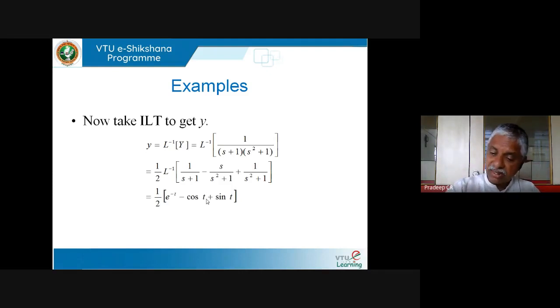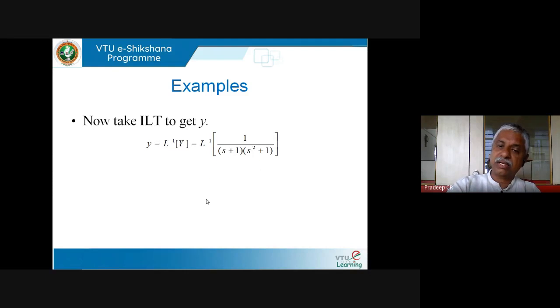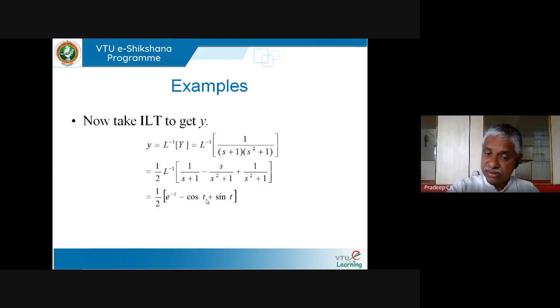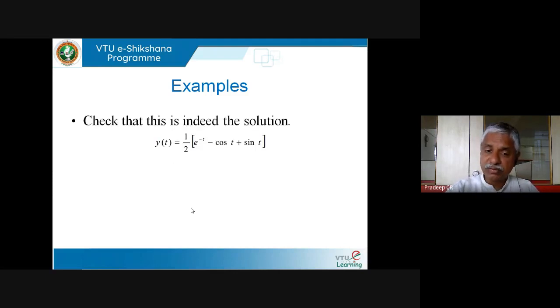So this does indeed satisfy one of the conditions given. Does it satisfy the other condition? What is the other condition? The other condition is dy by dt plus y must be equal to sin t. That means if you differentiate this function once and add it to this function itself, the answer must be sin t. Does it happen like that? It's very easy. Check it. How do I check? Just find out the derivative of this. That's what you have to do.